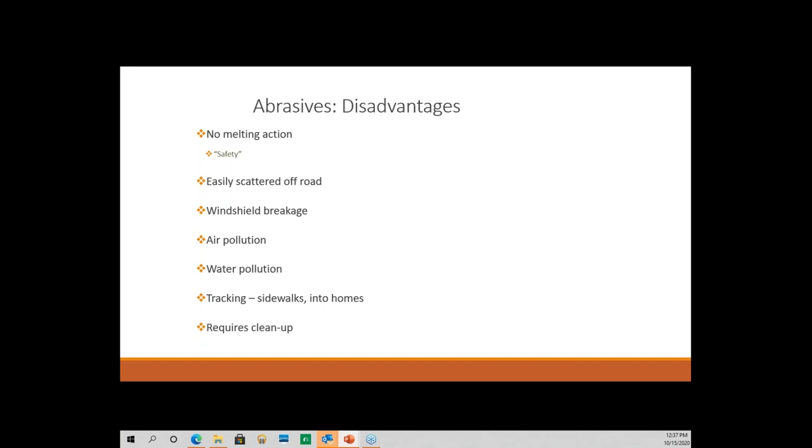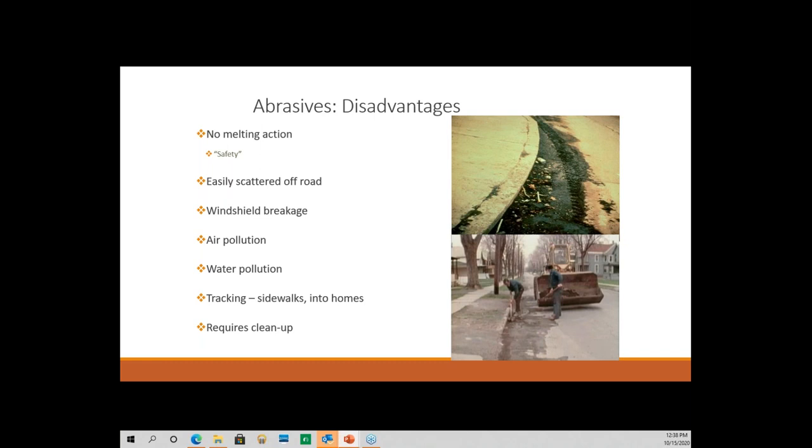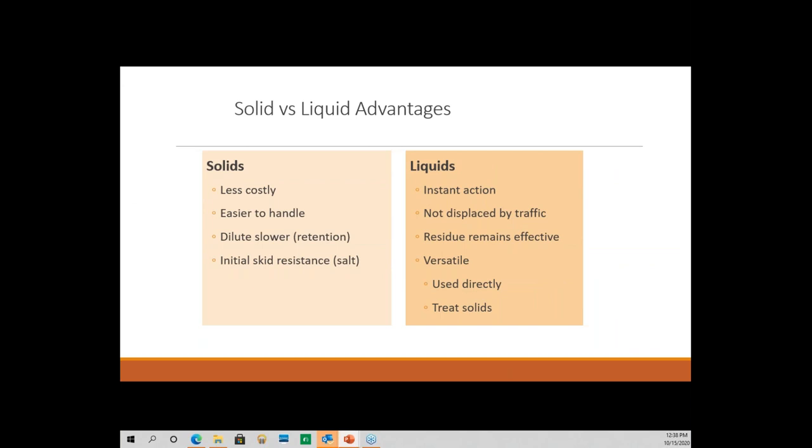We actually had a real problem with an abrasive we used in eastern Idaho, which was a cinder, because the cinder would break down and it tracked really badly. And so you'd end up seeing it tracked down to the sidewalks, tracked into homes. Some real issues with it. So abrasives have some disadvantages to them. They also can cause problems with our drainage system as they're washed down into the storm drain system. Also may require some cleanup alongside the roadway after the winter is over. So they have some additional costs.